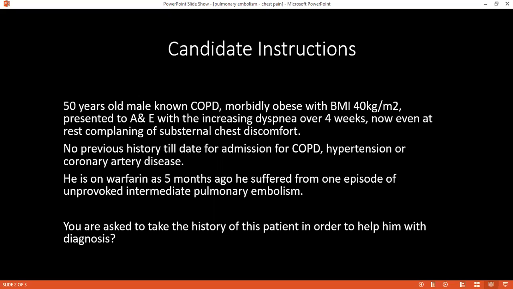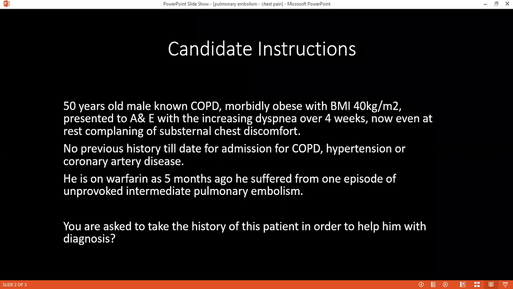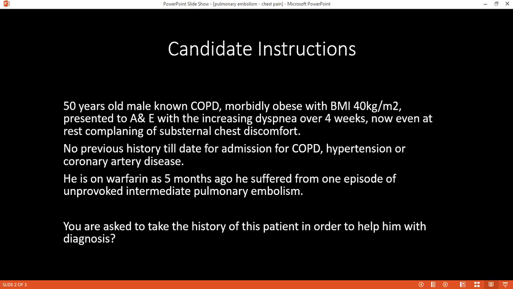Actually, 5 months ago, there was an unprovoked pulmonary embolism, intermediate, and for that reason, I'm on medication for 5 months. Are you taking the medication regularly for that? Yes, I'm still taking it. Okay. Do you feel feverish? No. Did you travel anywhere recently, out of the country, basically? No, doctor.